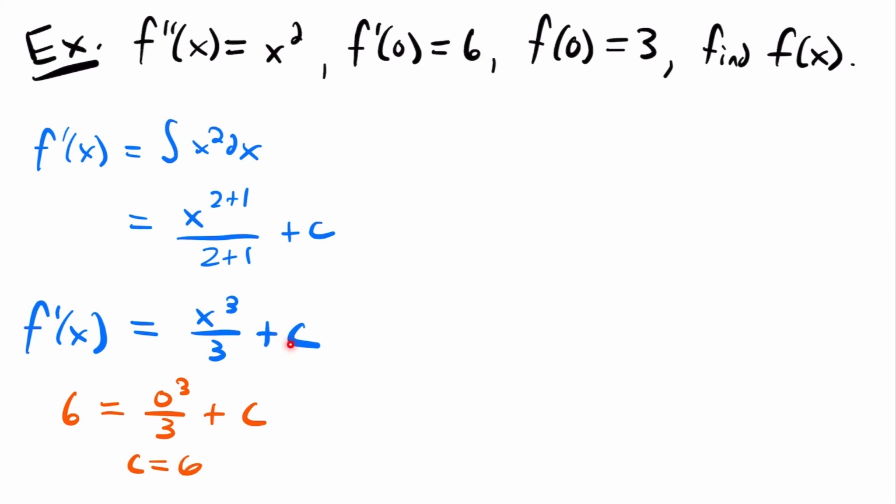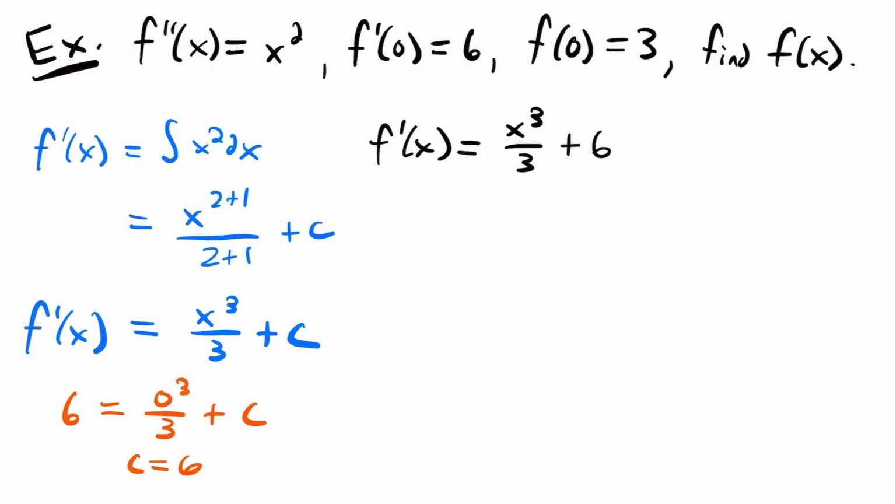And so if we replace c with 6 in our first derivative here, we will have that f prime of x is equal to x to the third power divided by 3 plus 6. And so now we have successfully found the particular solution for our first derivative. And so now before we move on in taking the integral of our first derivative to find the original function, I want to make a note of something that you're going to want to do when you do your work for a problem like this.